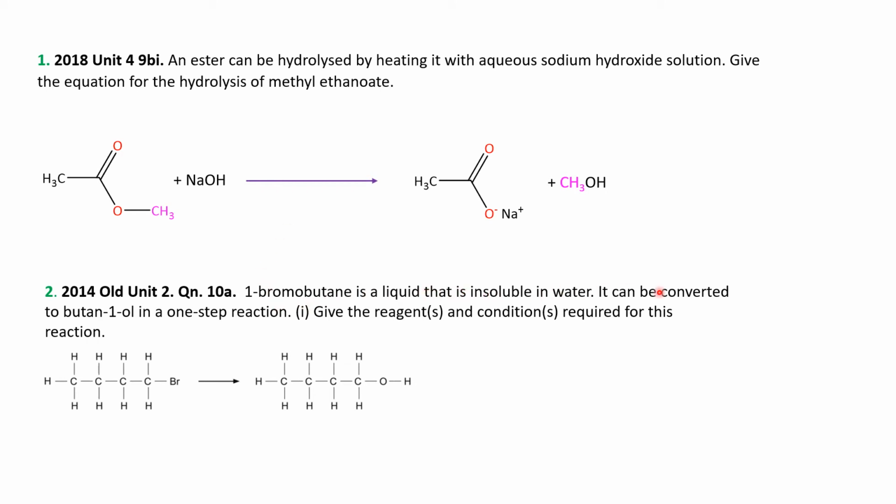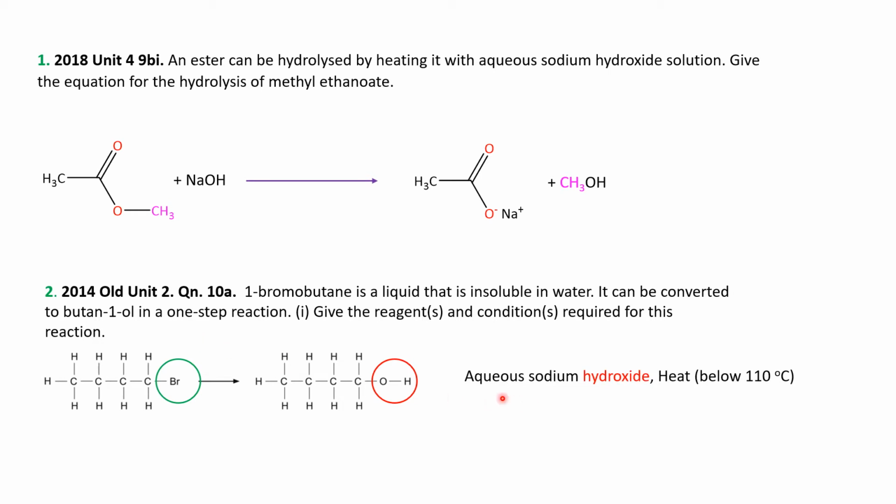1-bromobutane, a liquid insoluble in water, is converted to butanol in a one-step reaction. Very, very common type of question here. Give the reagents and conditions for this reaction. So what we want is to turn the bromide into a hydroxide. Now at A-level, they use hydroxide for substitution reactions and elimination reactions, and they make a very strong distinction between the conditions to use to give you either substitution or elimination.